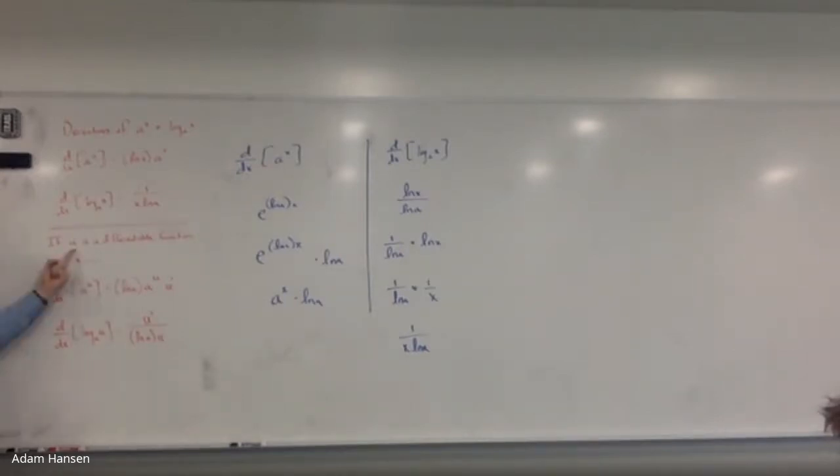If I have u being a differentiable function of x, the derivative of log base a of u is u prime over ln of a times u. I just multiply times the derivative of the inner function. So that would be this formula. Here, number 11, 12 and 11: exponential functions in base a, log functions in base a. So let's just try a couple of exponentials.